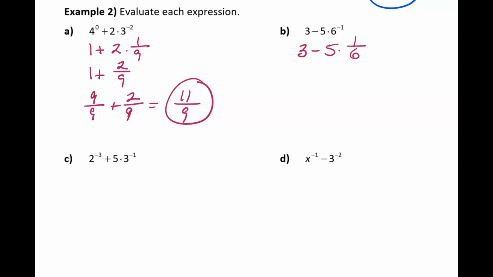All right, in B, 3 minus 5 times 6 to the negative 1 is 3 minus 5 times, and taking care of the exponent first, we have 1/6. So that's 3 minus 5/6 once we do the multiplication. Now time to do the subtraction. We can write 3 as 18/6, and that'll give us 18/6 minus 5/6 is 13/6. Improper fractions are great. We want to leave things in improper fraction form in algebra.